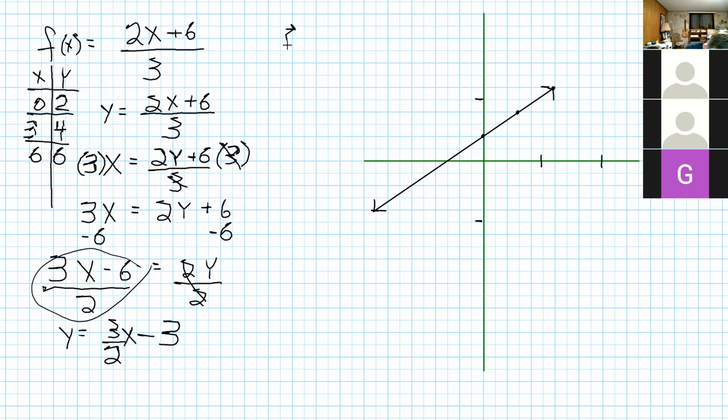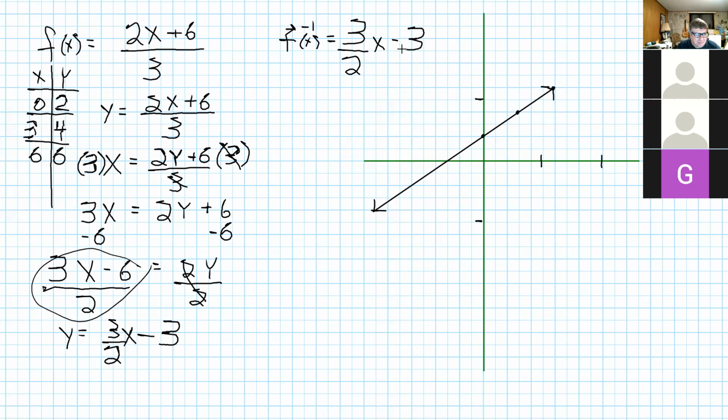f inverse of x would be 3 halves x minus 3. Okay? Boy, if anybody's having trouble keeping up with me taking notes, you must be really slow today, huh?